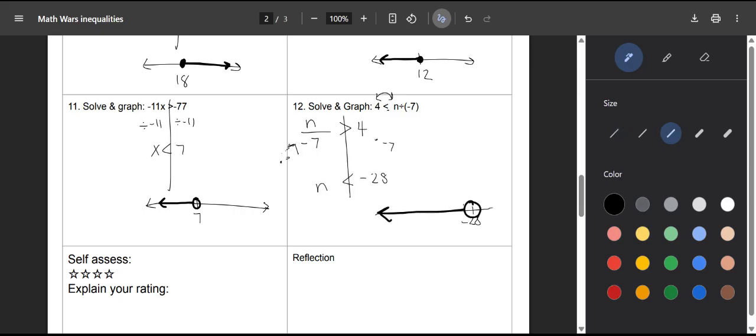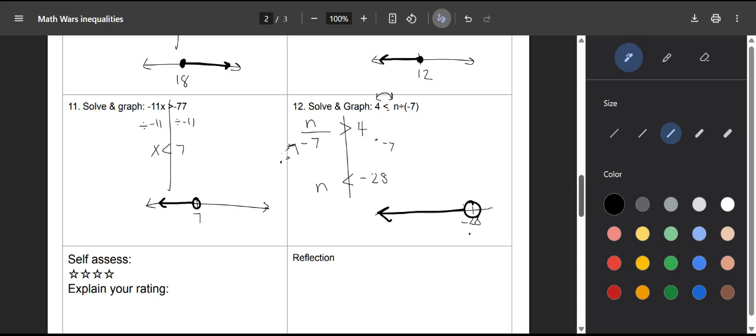Okay, welcome back. When we flipped our sides, that got us n divided by -7 is greater than 4. To undo division, we multiply, and because we are multiplying by a negative, that does flip our inequality. That gets us n is less than -28, so we do not fill in our circle and we shade everything to the left.